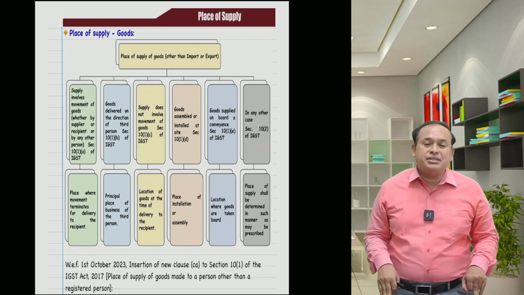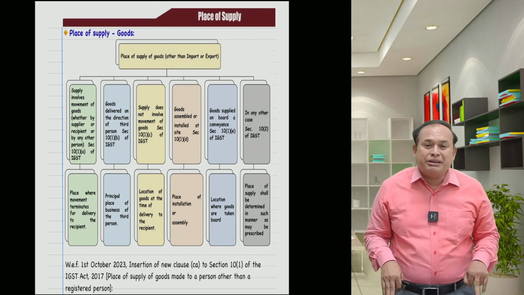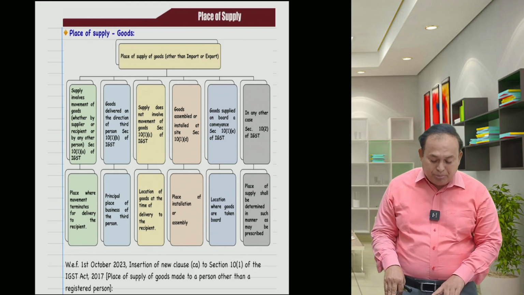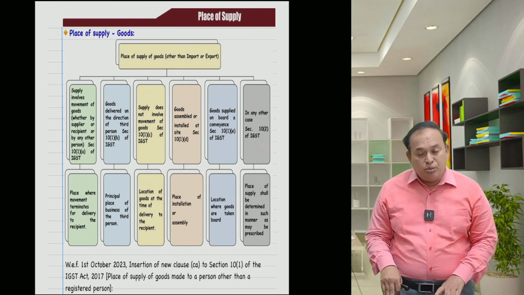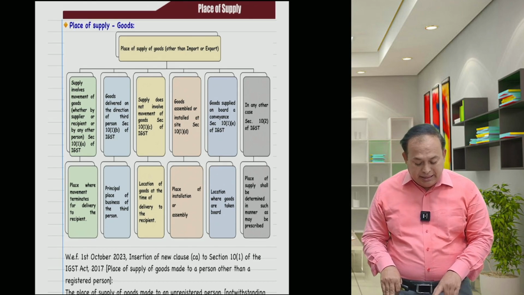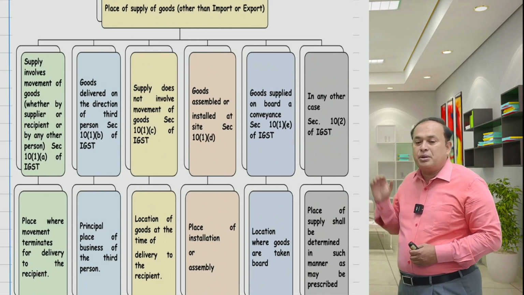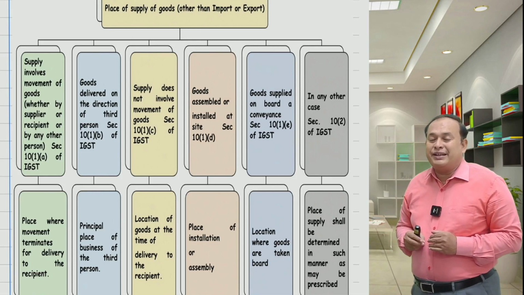In such cases, the place of supply, I am now bringing first and foremost, supply of goods, place of supply, supply of goods other than import or export. In that case, how to decide the place of supply?